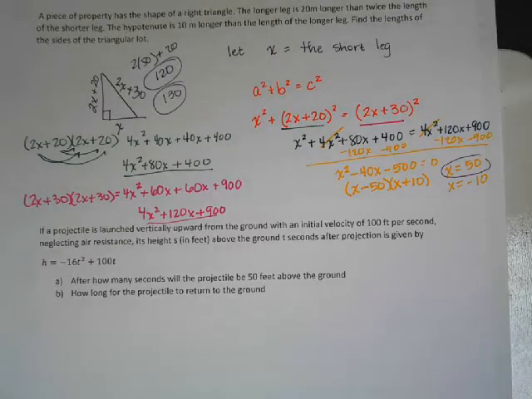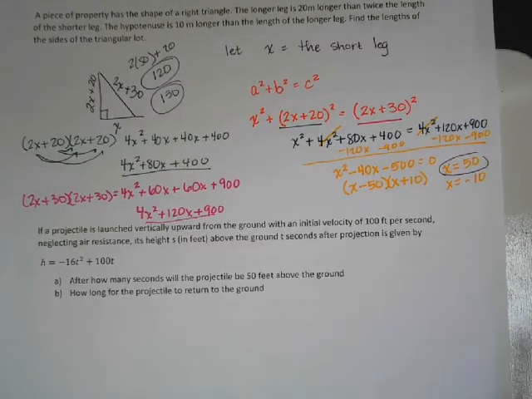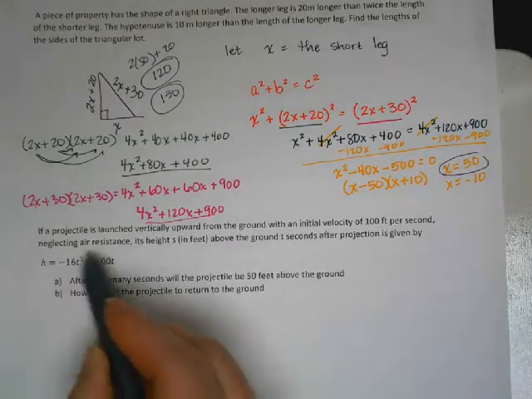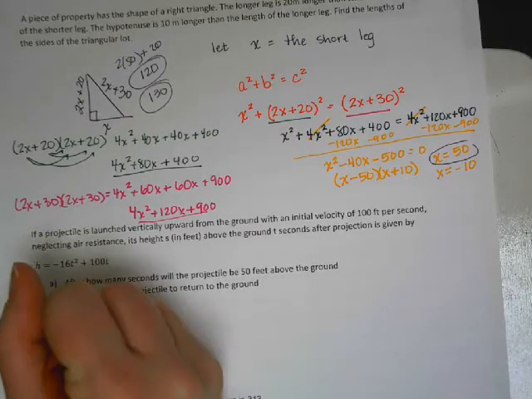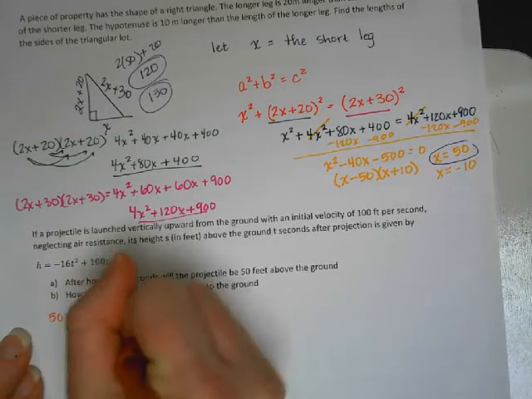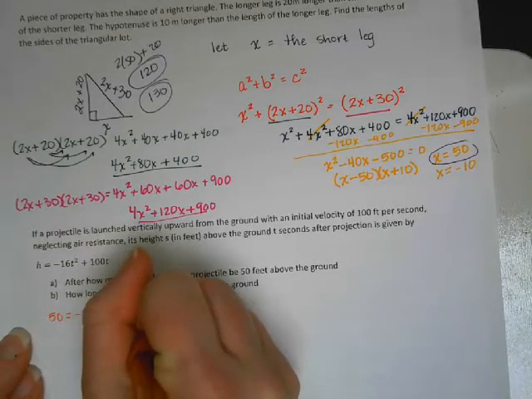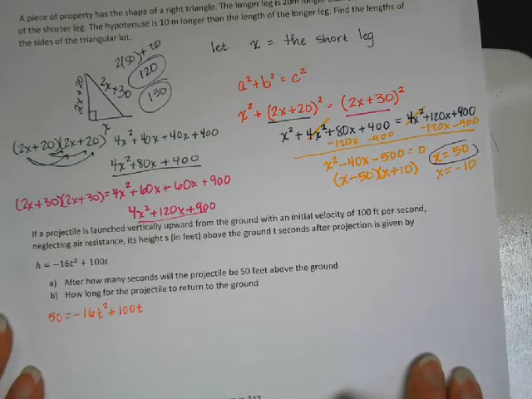And then B, how long will it take for the projectile to return to the ground? All right, so for A, we just want to see how long it is going to take for the height to be 50. So I'm just going to take this formula and plug 50 in for my height. So that's going to be 50 equals negative 16t squared plus 100t.